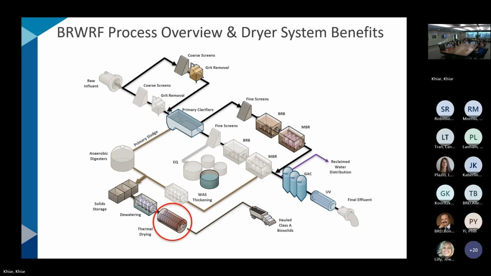So thermal drying will be new to the Broad Run facility as part of Phase 3, and it will be included in the dewatering process and solid storage. There'll be a building that houses all 3 of those as part of the Phase 3 expansion. And so some of the benefits of thermal drying are, number one, it will expand the biosolids treatment capacity beyond what we currently have at Broad Run. Number two, it will reduce the biosolids hauling costs.